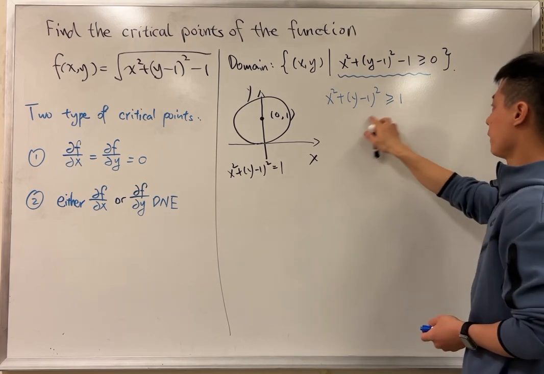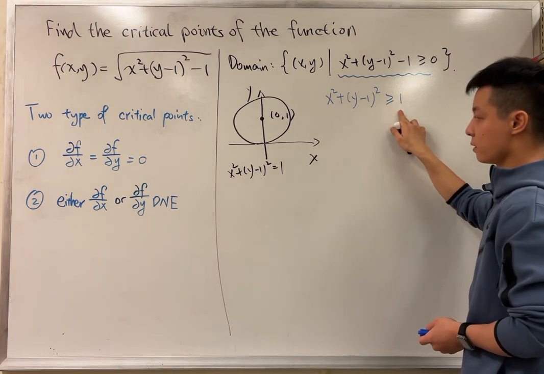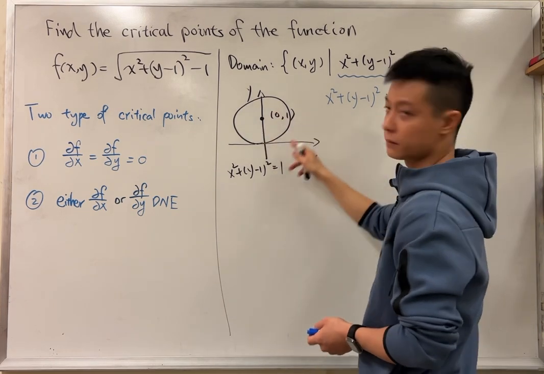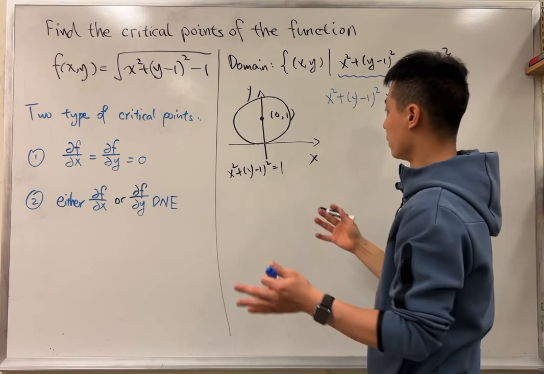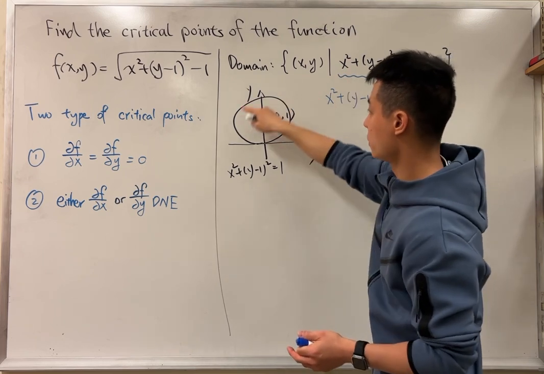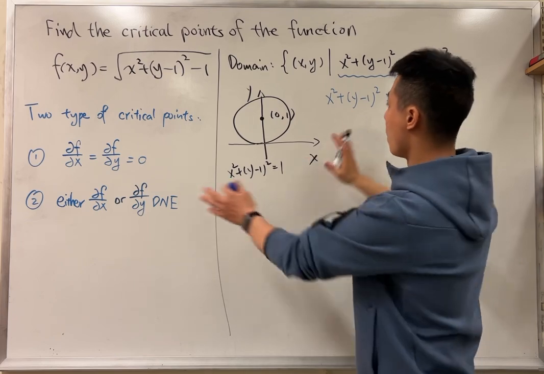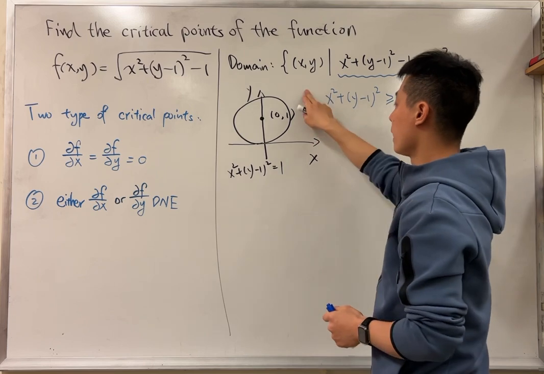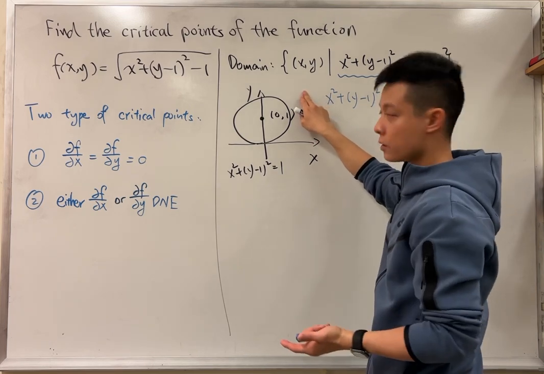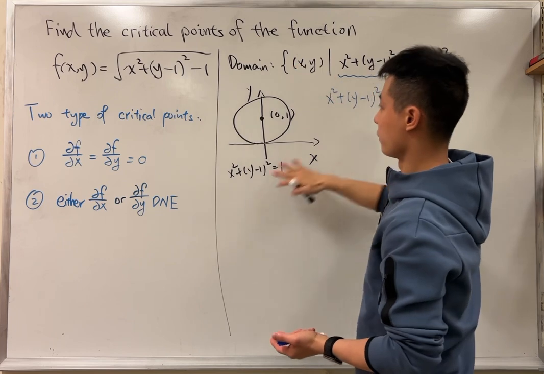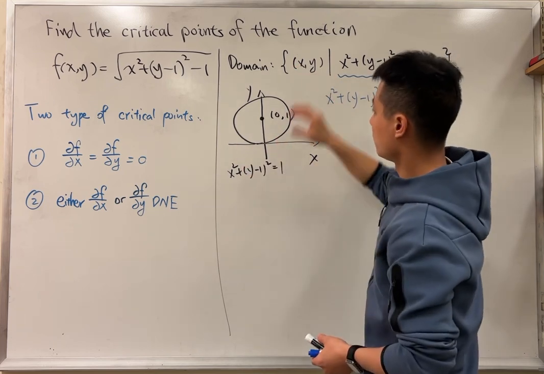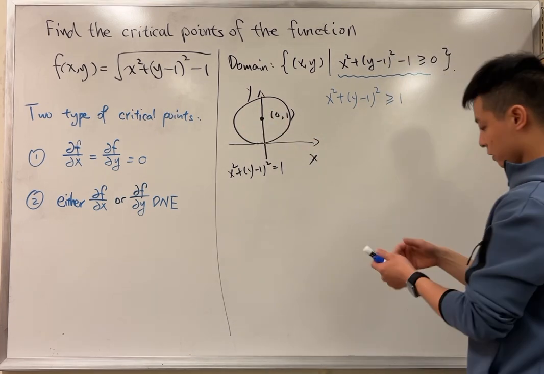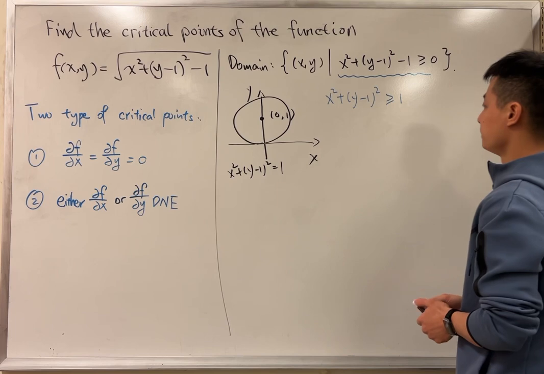But because what we have here is greater than or equal to 1 instead of equal to 1, instead of having just a circle, we actually have more points, which is not only the points on the circle, but also all those points outside of this circle. That being said, the domain consists of points on the xy plane, excluding the interior of this circle. Okay, so that's going to be what the domain is like.